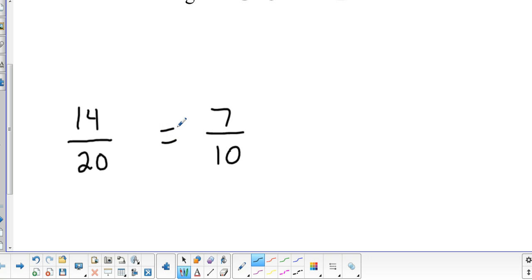Now, I want to know, what did you divide? Here's the question. Did you divide by 2 in order to get your answer? Did you? Aha. No, you did not divide by 2. Mrs. Buster, what are you talking about? Yes, you did. 14 divided by 2 is 7. 20 divided by 2 is 10. But you divided by 2 over 2. And 2 over 2 we know is 1.